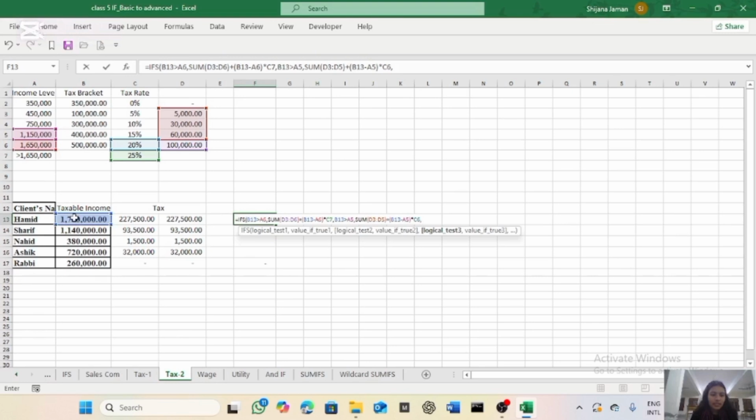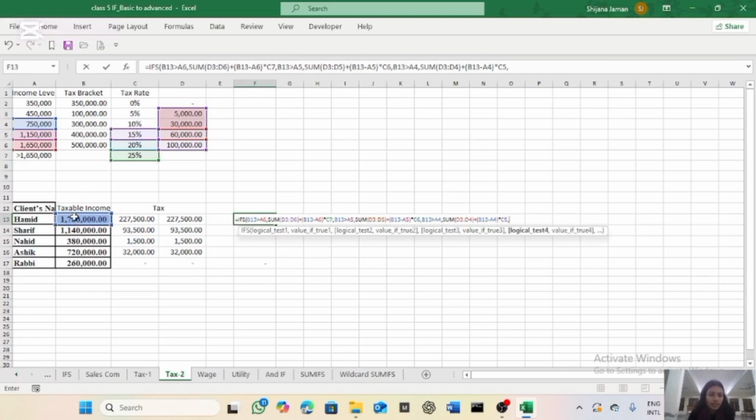For the third logical test, if 17,80,000 is greater than 7,50,000, comma, for 7,50,000 we had to pay the sum of this amount of tax, bracket close, plus subtract taxable income 17,80,000 minus 7,50,000 and multiply with our tax rate. For 7,50,000 the tax rate was 15%, comma. We have done our third logical test.